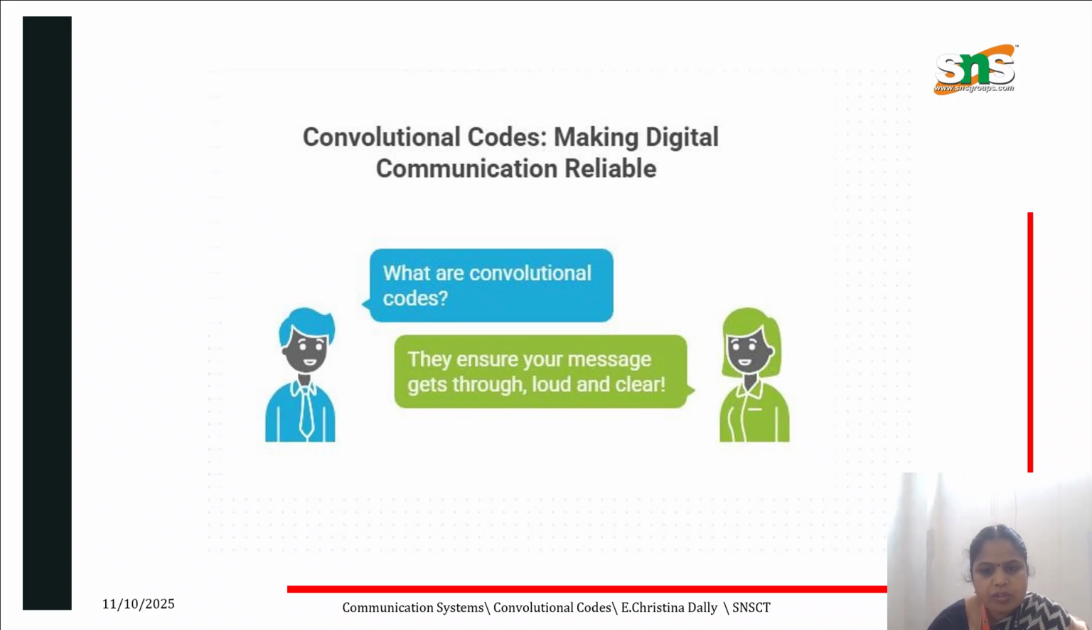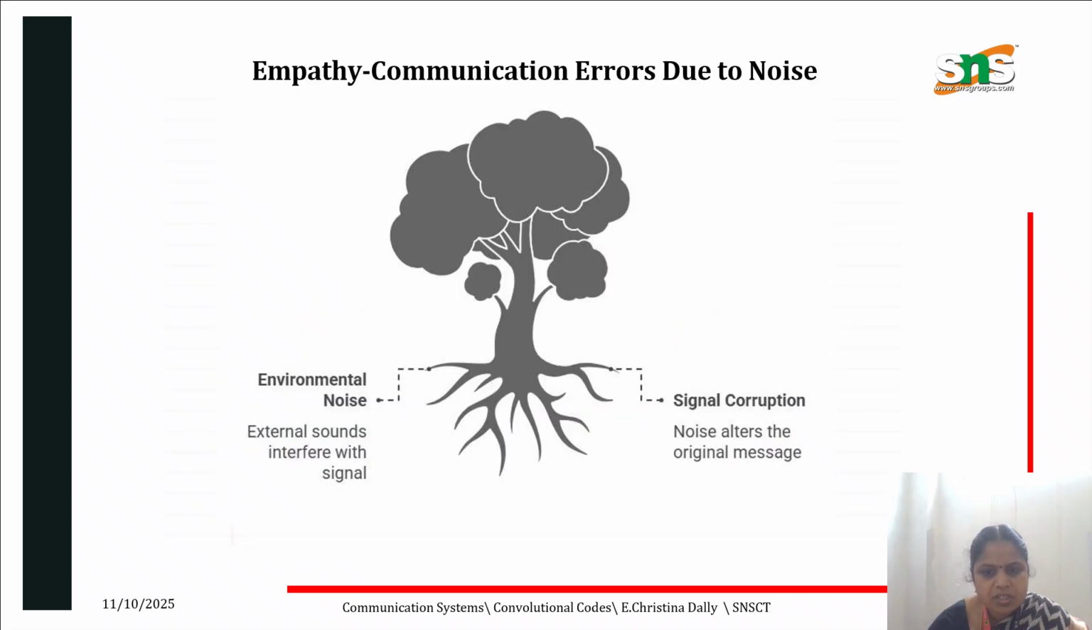Before going to convolutional codes, we have to know what we mean by convolutional codes. They ensure our messages get through loud and clear. So it should be reliable from one person to another person. Communication errors occur due to noise. So what are all the types of noise that occur when we transmit the data? Environmental noise, and another one is signal corruption.